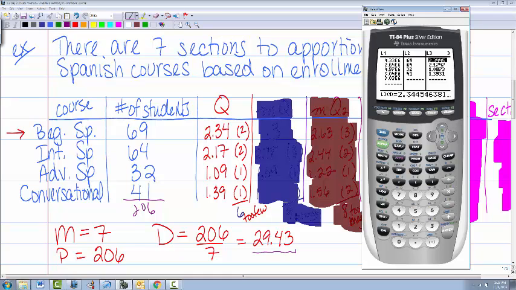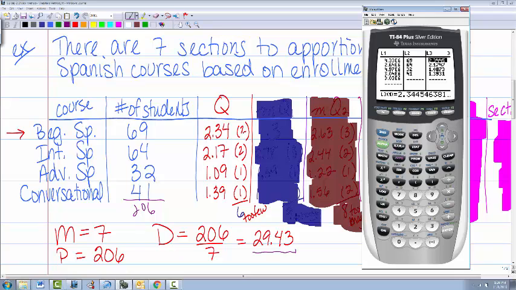2.34, 2.17, 1.09, 1.39. Now, you don't get to see this. There is no difference, because what do all these numbers mathematically do anyway? They round down, so we don't get to see how Webster's is different right now, because mathematically these round down anyway. But if this said 2.5, then this would be a 3.